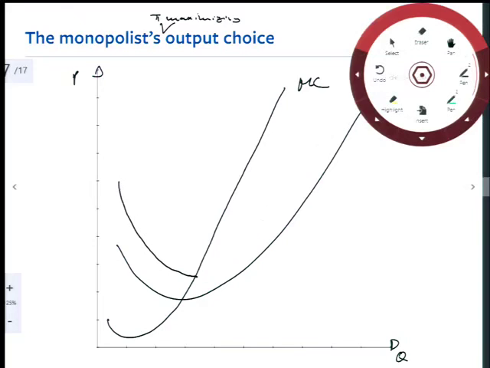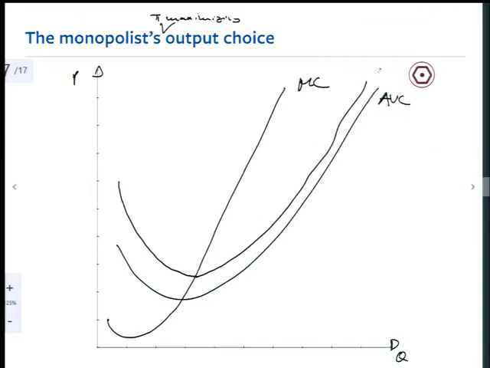Let's try that again. Not great, but better. Okay, we're in the short run. We have U-shaped average variable and average total cost curves. The marginal cost curve cuts through the minimum of average variable and average total cost.